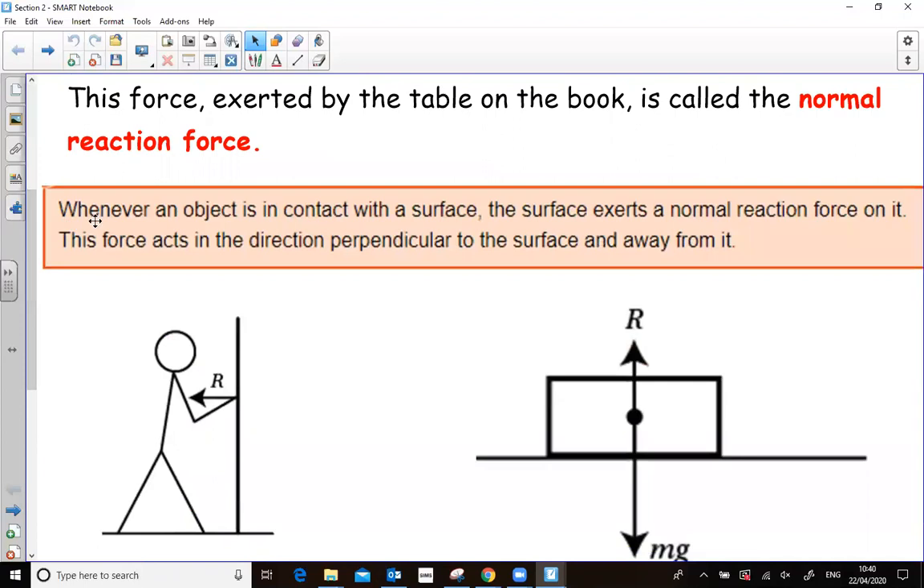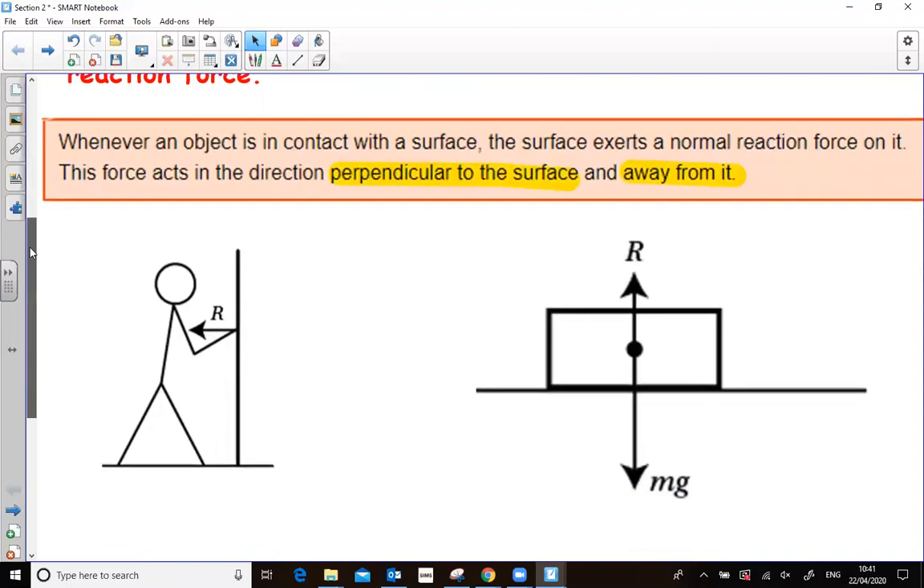So, whenever an object is in contact with a surface, the surface exerts a normal reaction force on it. This force acts in a direction perpendicular to the surface and away from it. So can you please make a note. You can highlight this. Okay, so this is the important bit. The force acts in a direction that has to be perpendicular to the surface and it's always away from it.